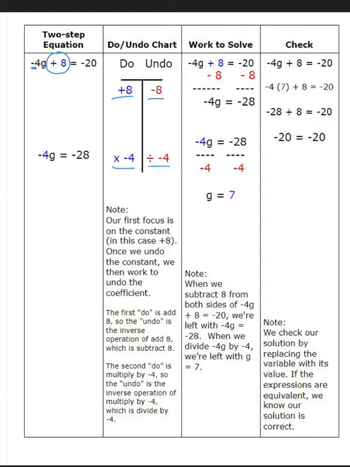All right, so I go over here to my equation. -4g plus 8 equals -20. I do my first undo, which is subtracting 8 from both sides of the equation. Bring down the -4g. Calculate -20 minus 8. Well, I see that they have the same signs, so you need to add the numbers and keep the sign as they are. So adding and subtracting integers, you need to watch that.